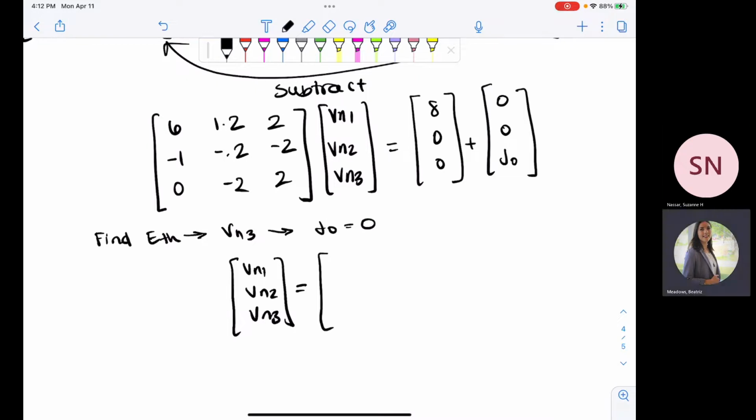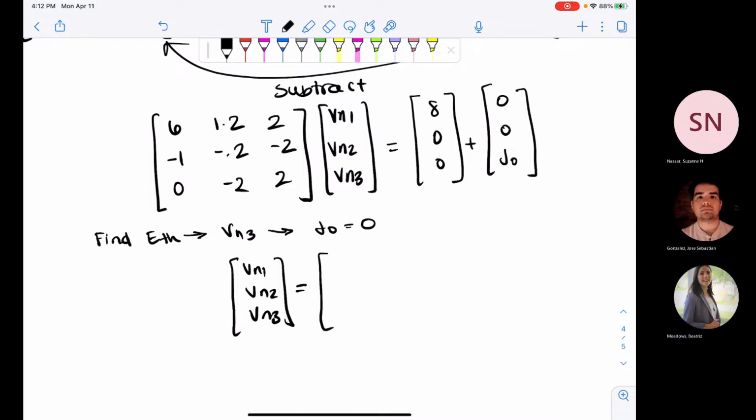You can't do this in your head. You cannot invert a matrix and multiply it by a column vector. You got these guys. Yep.